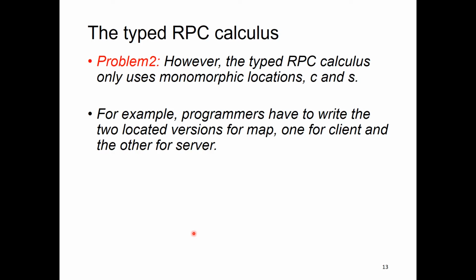The typed RPC calculus is good so far, but it has a problem because of using only monomorphic locations such as client and server, not something to refer to both. For example, you cannot write a single polymorphically located map function. Instead, you have to write a client map function and a server map function separately.